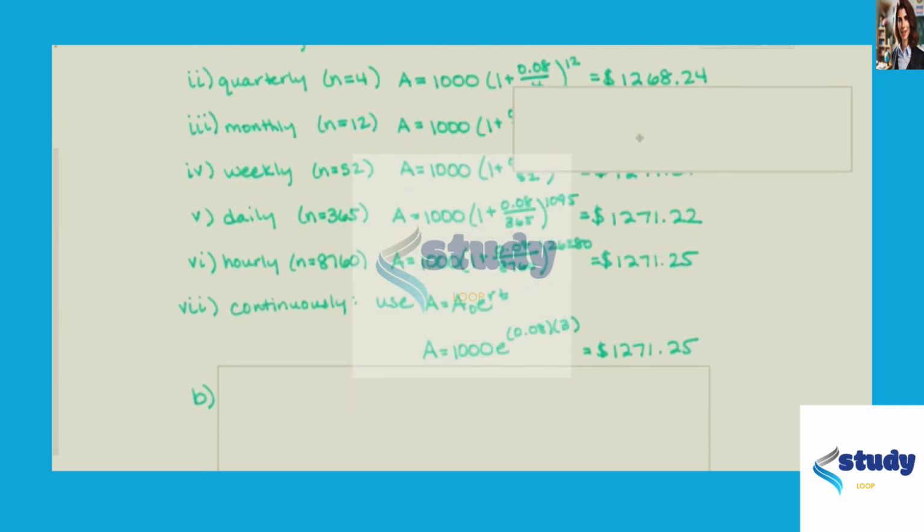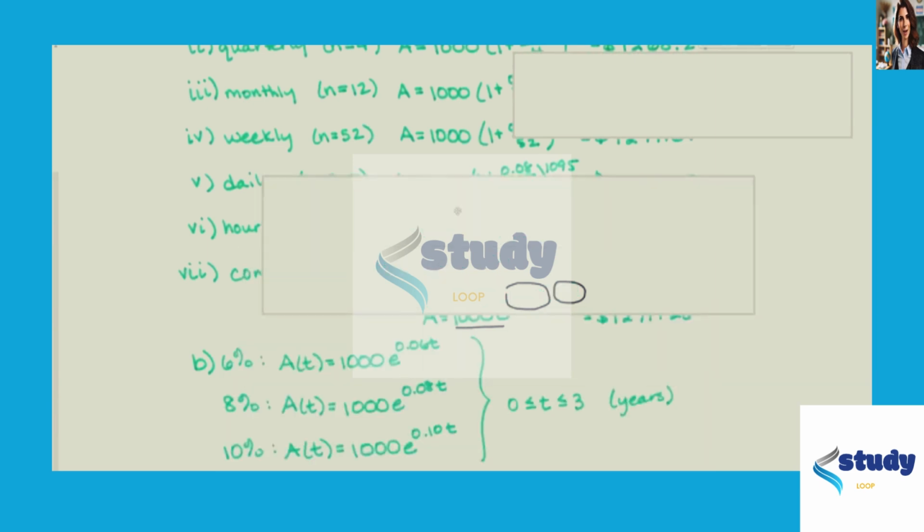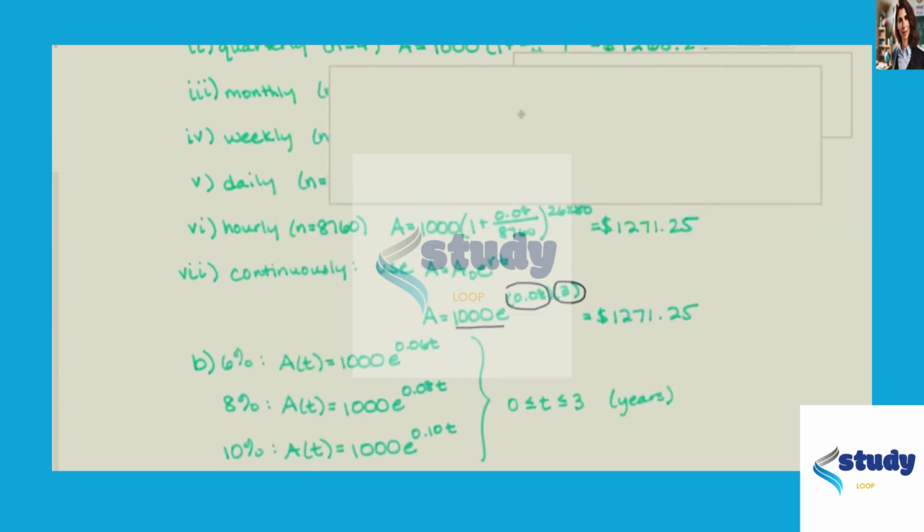The continuous compounding formula is A equals A naught e to the rt. So we still have the same interest rate, 0.08. And we still have the same amount of time, 3 years, and we still have the same initial investment. And we end up with $1,271.25. Finally, for Part B, we want to graph the continuously compounded function for different amounts of interest rates.